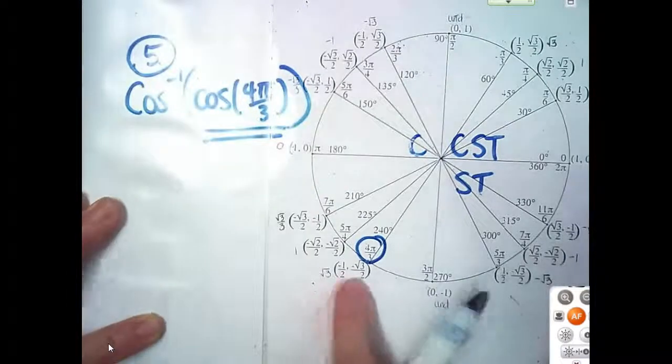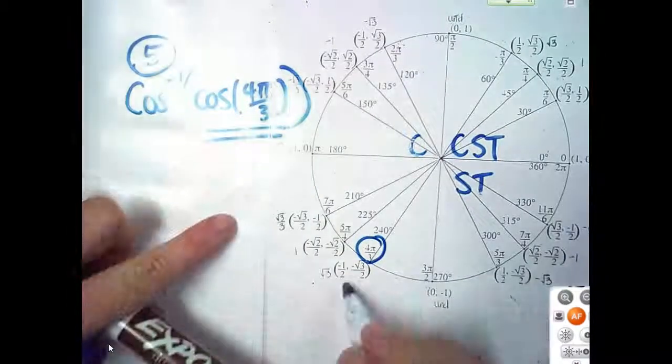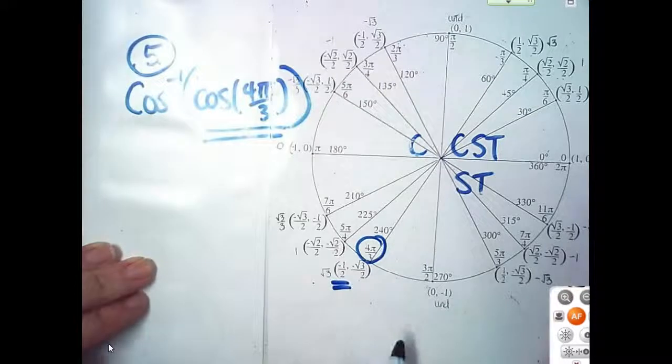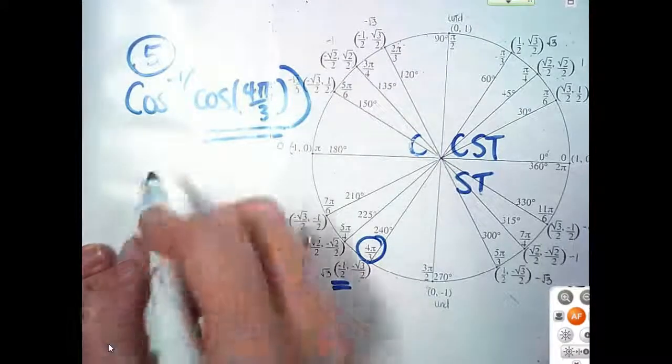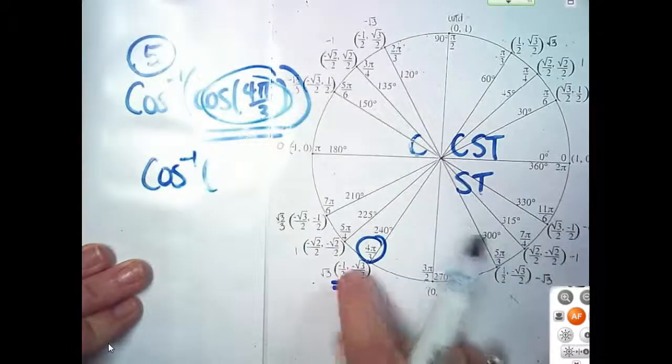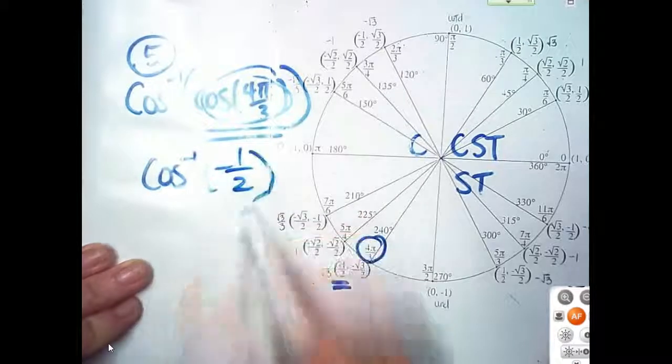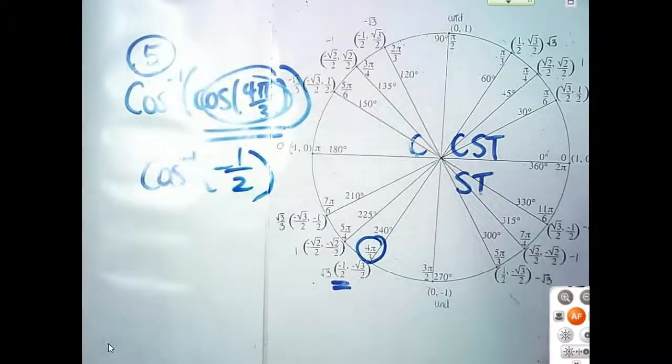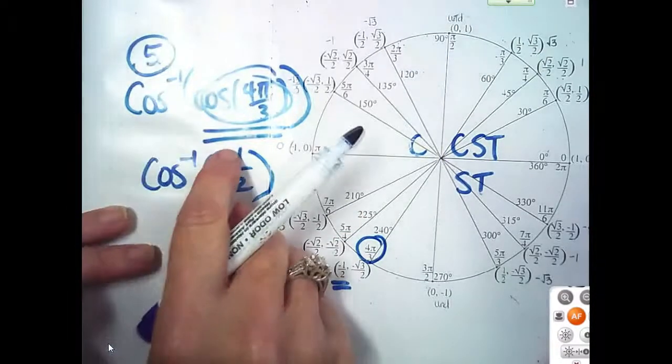I want cosine. So cosine is negative 1/2. No, I'm talking about for the inverse. I'm not there yet. Hang on. Let me finish. So I'm at the inverse of this value here is negative 1/2.